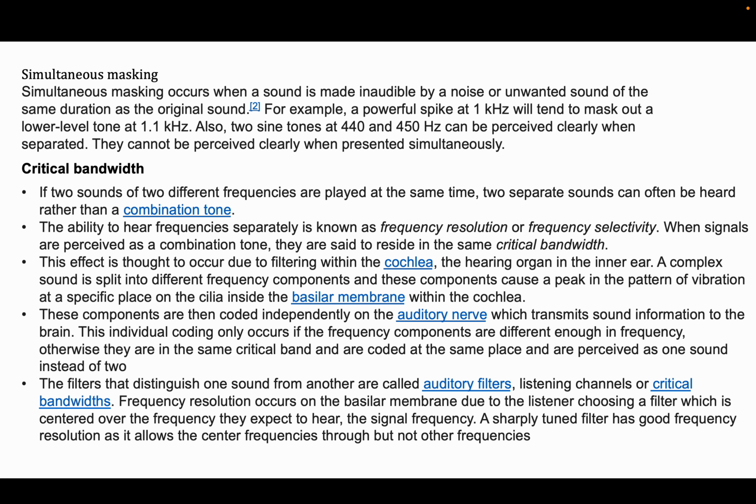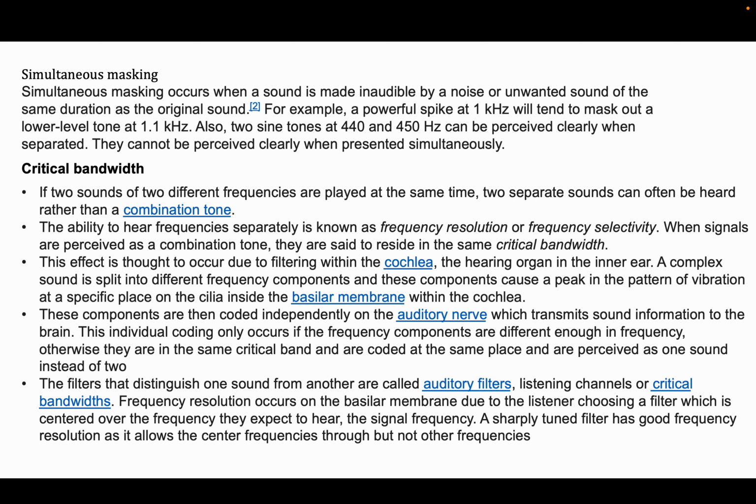Simultaneous masking occurs when a sound is made inaudible by a noise or an unwanted sound of the same duration as the original sound. So a powerful spike at 1 kilohertz will tend to mask out a lower level tone at 1.1 kilohertz. Two sine tones at 440 and 450 can be perceived clearly when they're separated, but they cannot be perceived clearly when presented simultaneously.